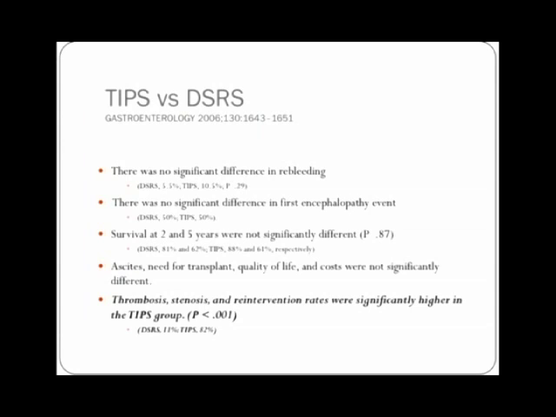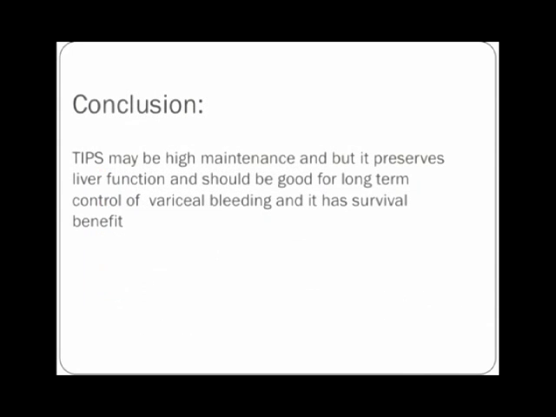And the thrombosis and reintervention rates were significantly higher in the TIPS group, which you might expect, but nevertheless, there really wasn't much difference other than that. And the TIPS even actually turned out to be a little bit cheaper than the DSRS. The conclusion then is that the TIPS may be a high maintenance shunt, but it preserves liver function and should be good for long-term control of variceal bleeding, and that it has survival benefit.